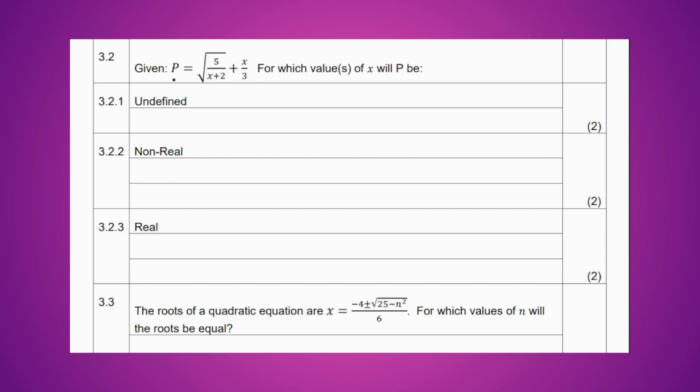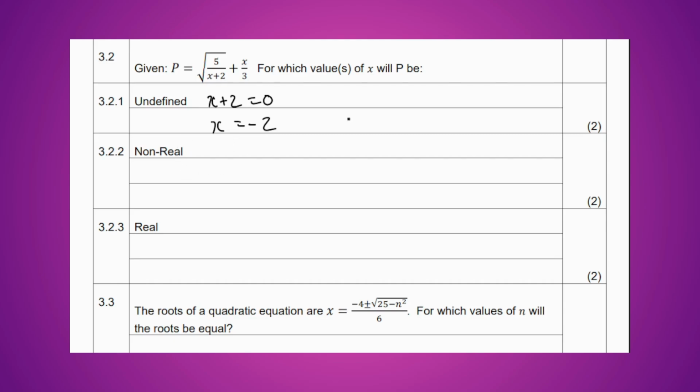Then there's something given to you, an equation of p, and they ask you for which values of x will p be undefined. Now, undefined is dividing by 0. Okay, so you have to go look at your denominators. Those are denominators 3. That can't be undefined, so it has to be where x plus 2 is 0. So in other words, -2. You don't say not -2 because they're asking you where is it undefined. So you have to say where x is equal to -2.